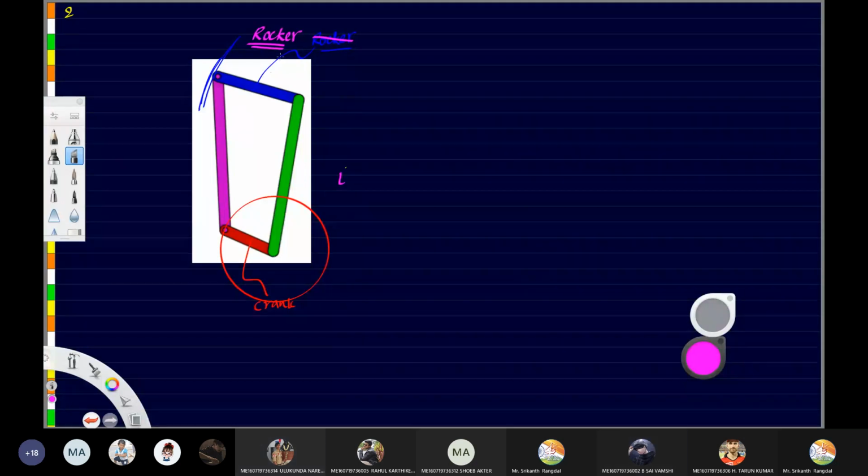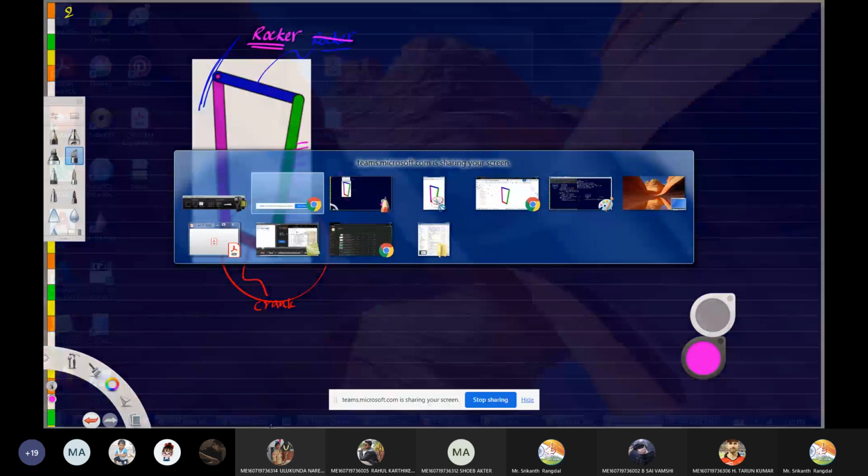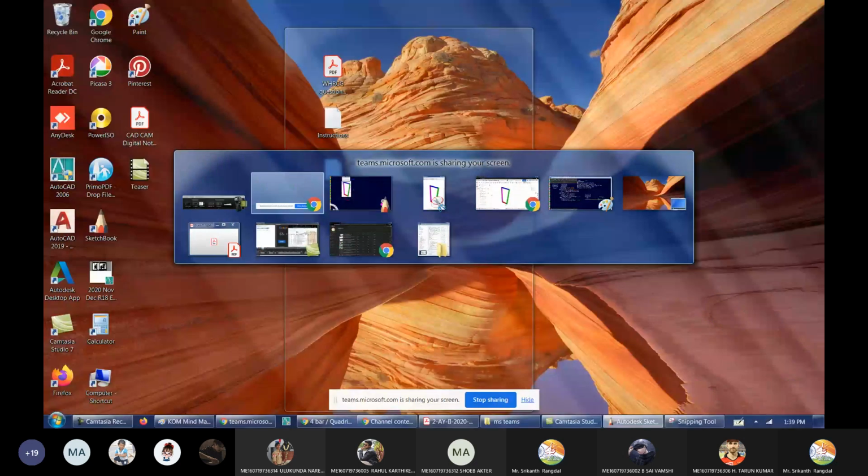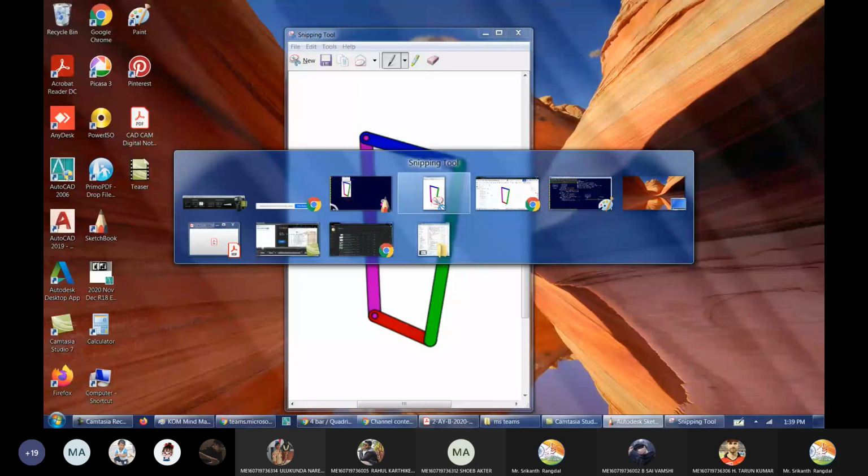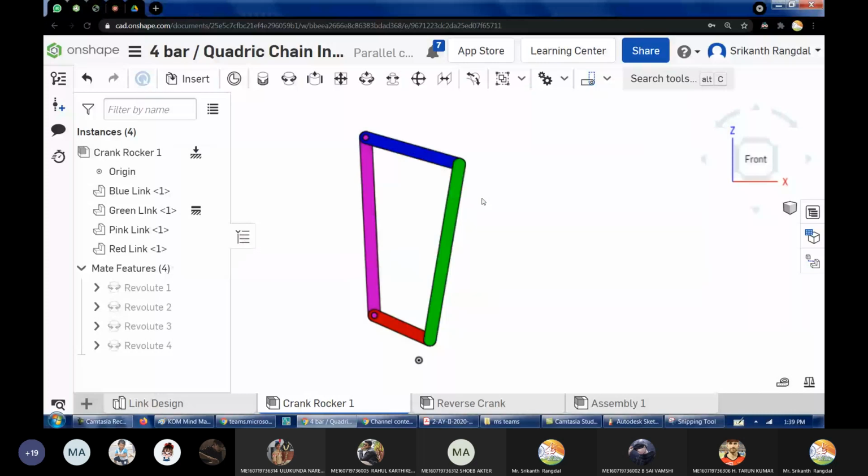So this blue link is called a rocker, and the link which rotates complete 360 degrees is called a crank. This is what happens when the green link is fixed. But there are a total of 4 links, so it's up to us which link we want to keep fixed. We can keep any link fixed.